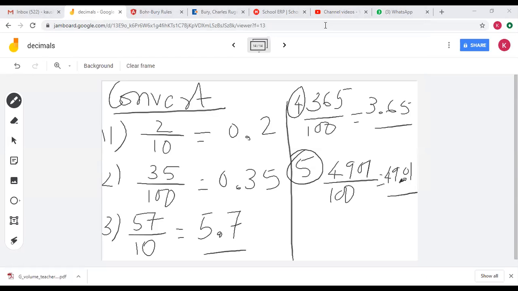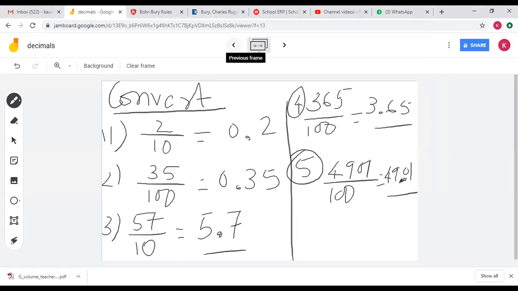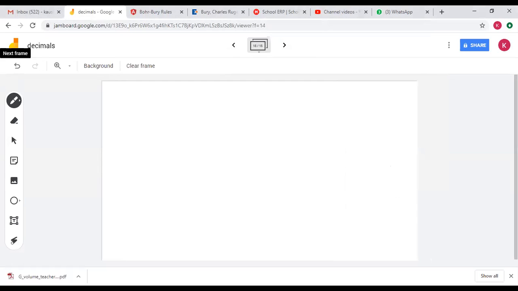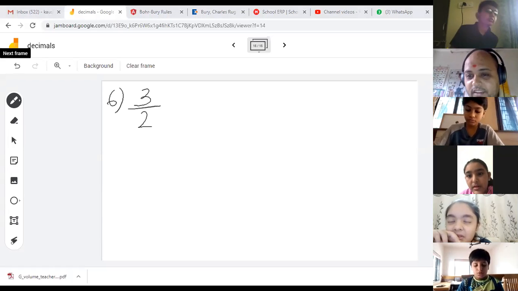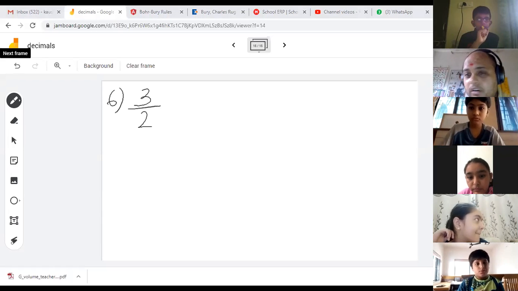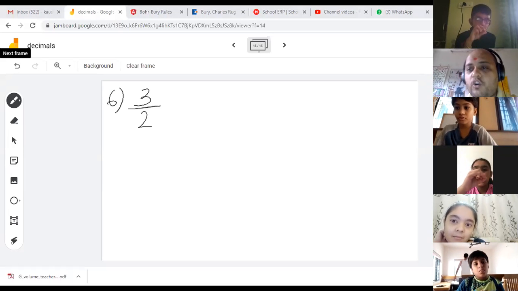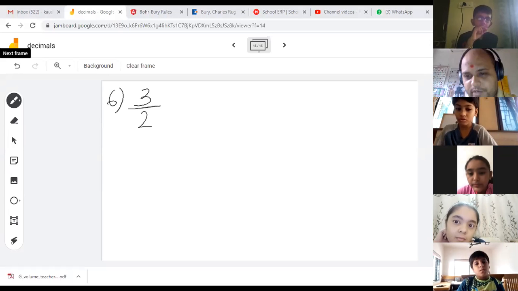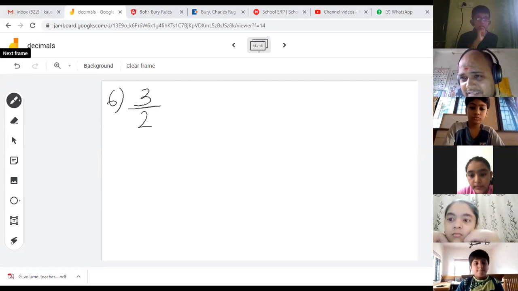Right. So we are going to take one more example. Now here, how many examples have we done? 5. Number 6. Now I'm going to do this one. 3 by 2. Okay. Now for this one, for 3 upon 2, for decimal we need, what do we need for decimal? For decimal we need either 10 or 100 or 1000 in the denominator. Yes? Correct?